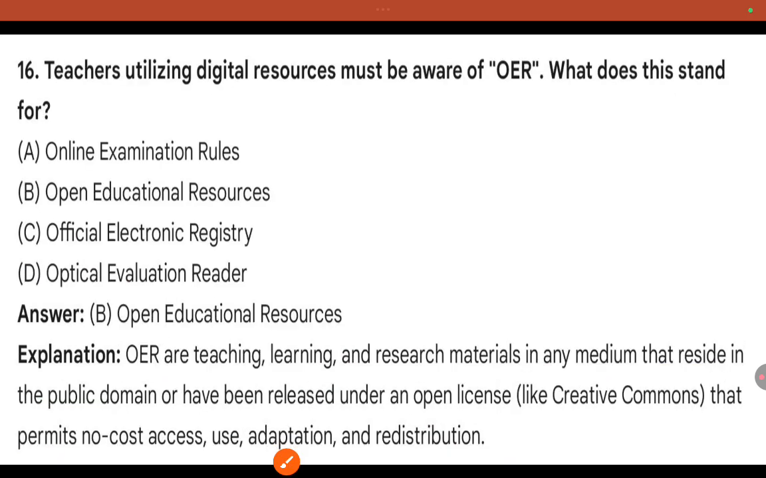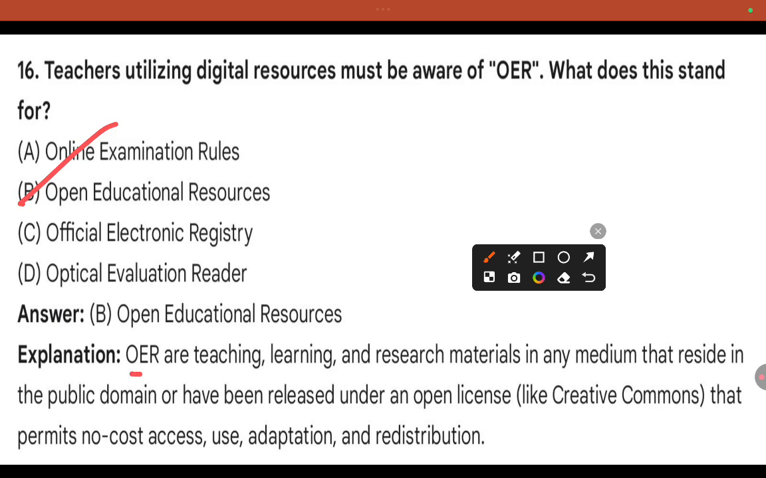16th one. Teachers utilizing digital resources must be aware of OER. What does this stand for? OER: online examination rule, open educational resources, official electronic registry, optical evaluation reader. So here the answer is open educational resources.